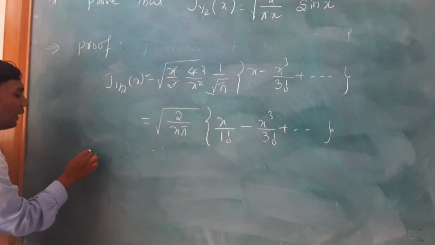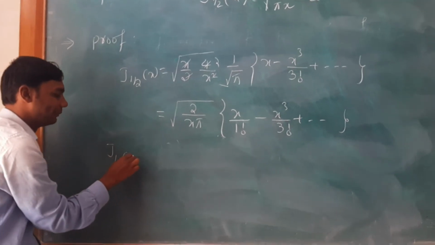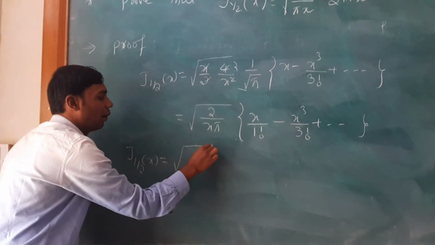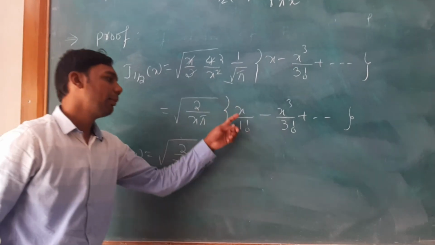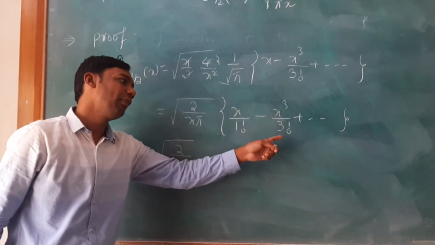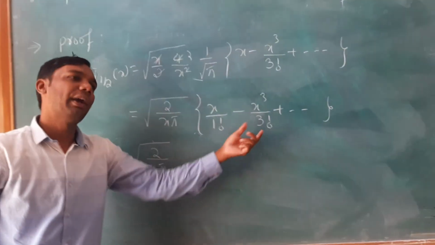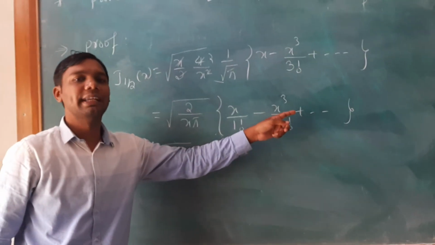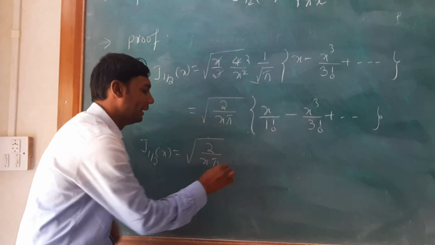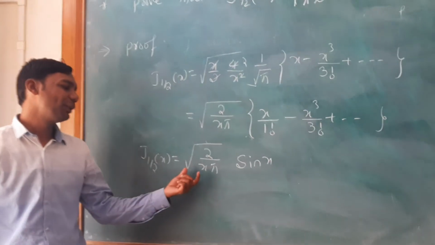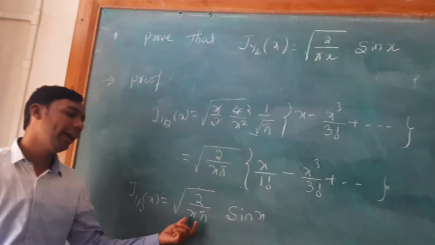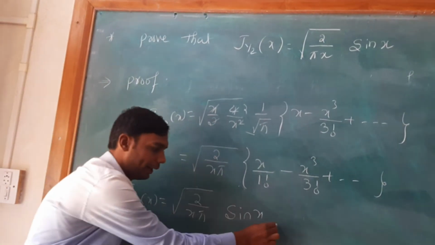Therefore, J of 1 by 2 of x is equal to square root of 2 divided by x pi, into x divided by 1 factorial minus x cube by 3 factorial plus x raised to 5 by 5 factorial. This is the series of sine, so it can be written as sin x. Therefore, J half of x is equal to square root of 2 divided by x pi into sin x. So it is proved.